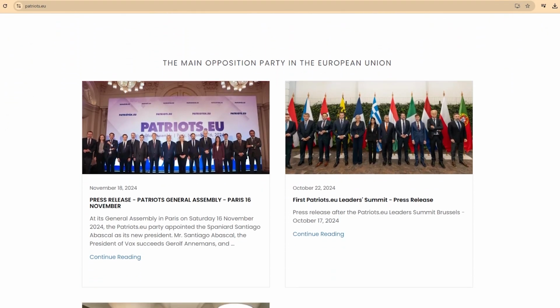Our next party to discuss, on the other hand, is the most Eurosceptic of the bunch, Patriots.eu. No, I didn't read their website URL by mistake, although it is also their website URL. That's their party's official name.